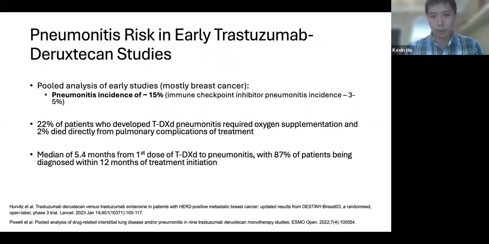Trastuzumab deruxtecan is one of the first and most commonly utilized antibody-drug conjugates approved for use in breast cancer patients. The pneumonitis risk in early studies, which consist mostly of breast cancer patients, showed an incidence around 15%, which is higher than the pneumonitis risk for other cancer treatments, which includes immune checkpoint inhibitors. In the same study, 22% of the patients who developed pneumonitis required oxygen supplementation, and around 2% died directly from pulmonary complications. In the early studies, the median onset of pneumonitis was around 5.4 months, and most of the patients who developed pneumonitis did so within the first 12 months of treatment initiation.